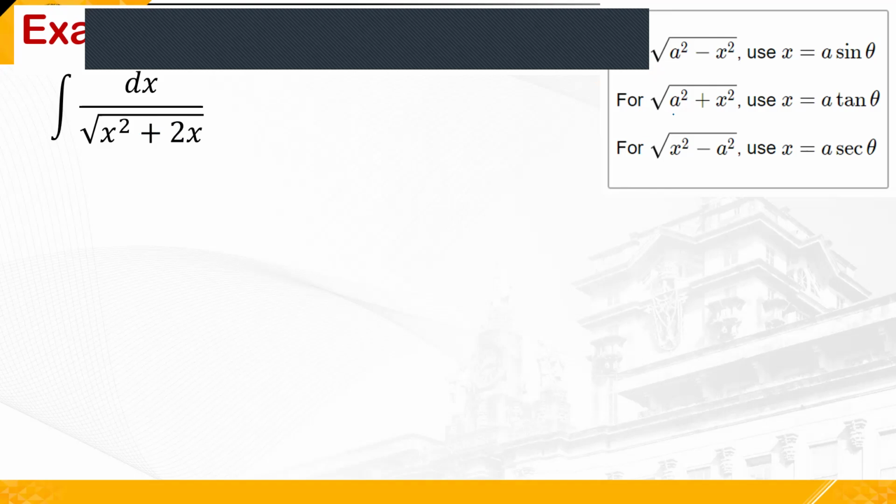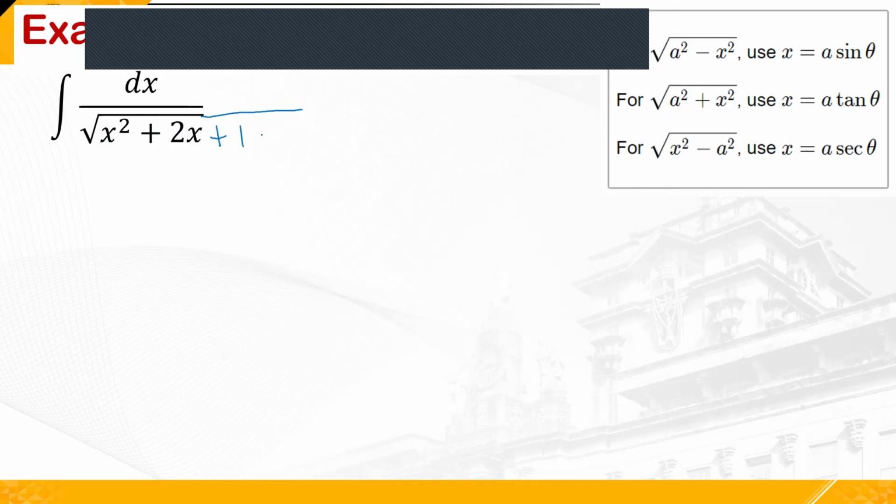Pero wala tayong a squared. Paano yan? Wala tayong constant na nakikita dito. Okay? So, that means magko-completing the square tayo. So, this is almost a perfect square. Kailangan na lang niya ng, para maging perfect trinomial, kailangan niya ng plus 1.